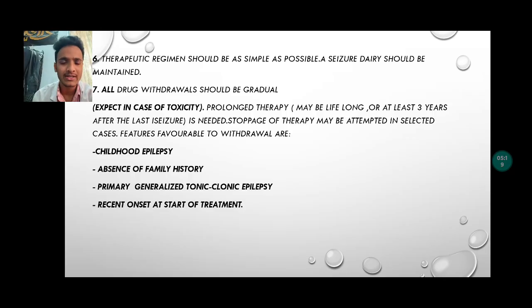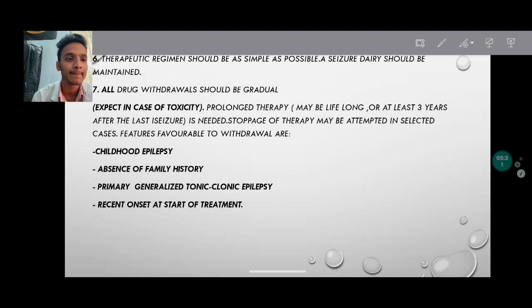Sixth, the therapeutic regimen should be as simple as possible. A seizure diary should be maintained. All drug withdrawal should be gradual, except in the case of toxicity. Prolonged therapy, which may be lifelong or at least 3 years after the last seizure, is needed. Stoppage of therapy may be attempted in selected cases. Features favorable to withdrawal are childhood epilepsy, absence of family history, primary generalized tonic-clonic epilepsy, and recent onset at the start of the treatment.